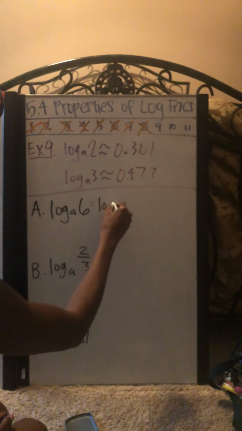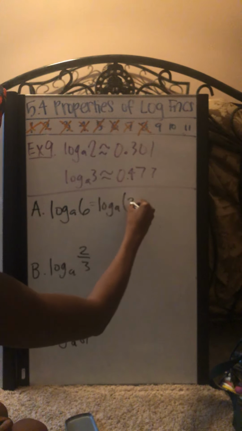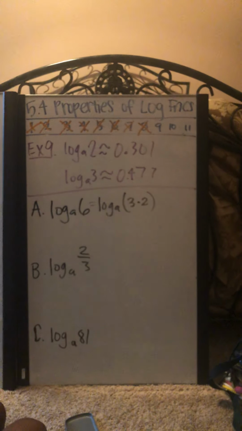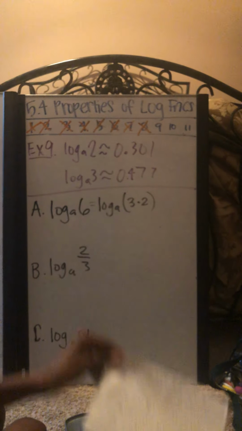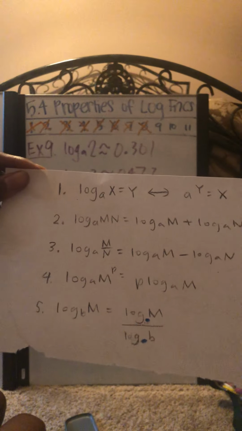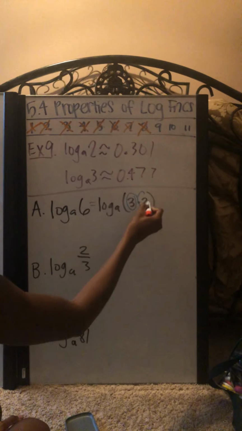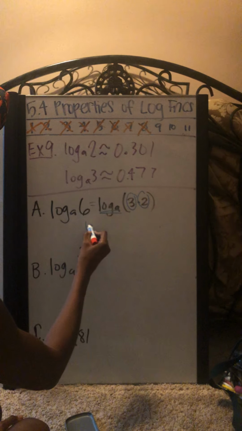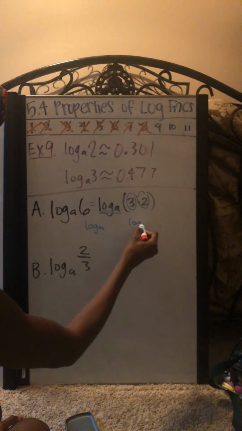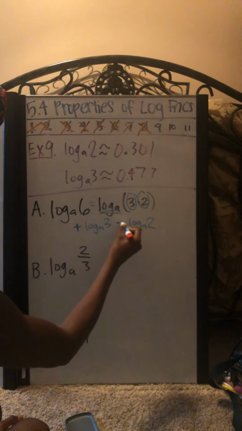So we can write this as log A of 3 times 2. Okay, and now from here, we can use rule number 2. So we have the left-hand side, and now we're going to rewrite it as the right-hand side. So we have 2 different things, which means we have to write log A twice. So we have log A 3, log A 2. They're both on the top, so they're both positive.